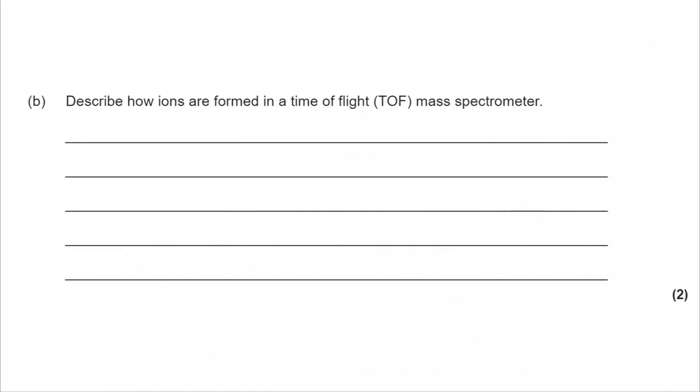Moving on to part B, describe how ions are formed in a time-of-flight mass spectrometer. Straightforward factual recall here, you have got to remember. I'm actually answering here on the electron impact method. You could also talk about electrospray.